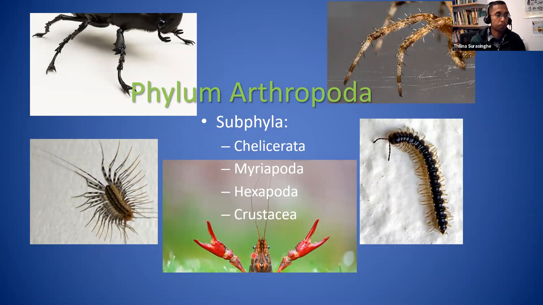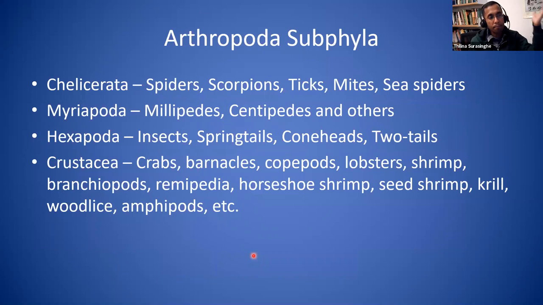Now, there are several groups in the phylum Arthropoda: Chelicerata, Myriapoda, Hexapoda, and Crustacea. And let me actually go to the examples in this slide. Chelicerata examples are not crayfish, I lied. Spiders, scorpions, ticks, mites, sea spiders, right? So those are actually the chelicerates.